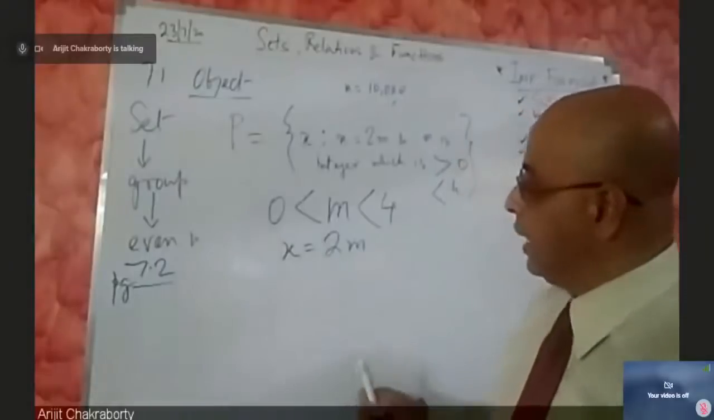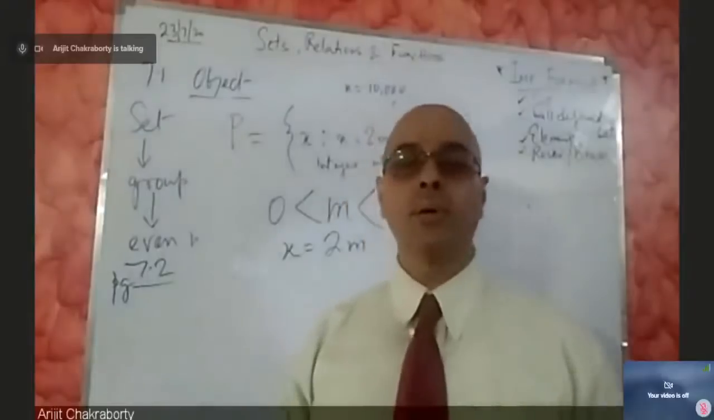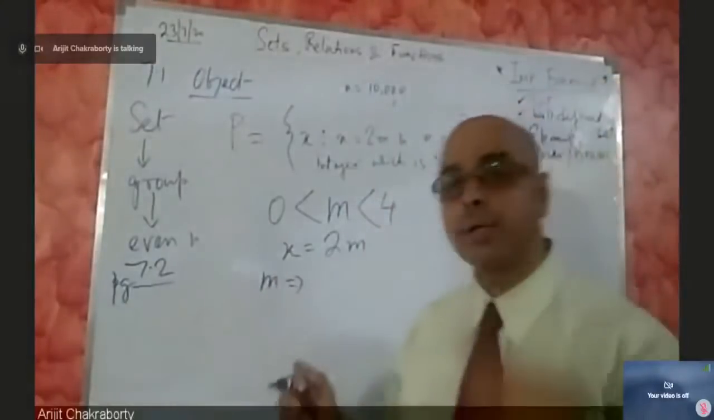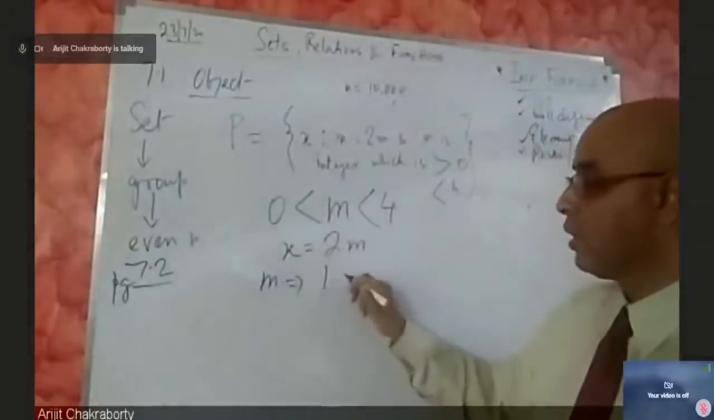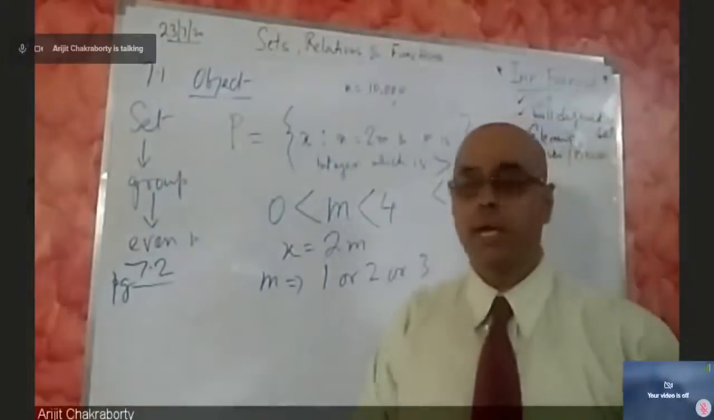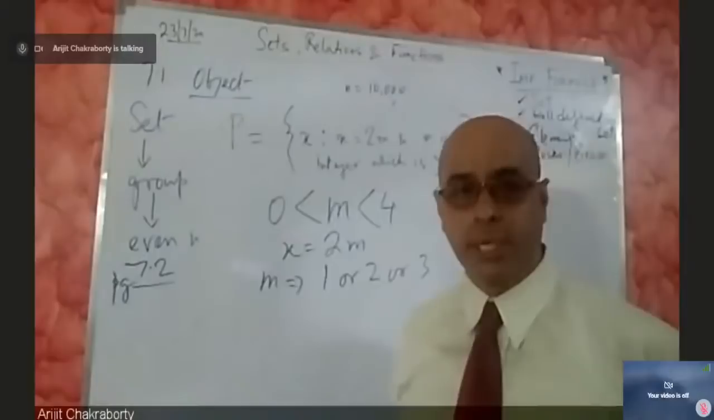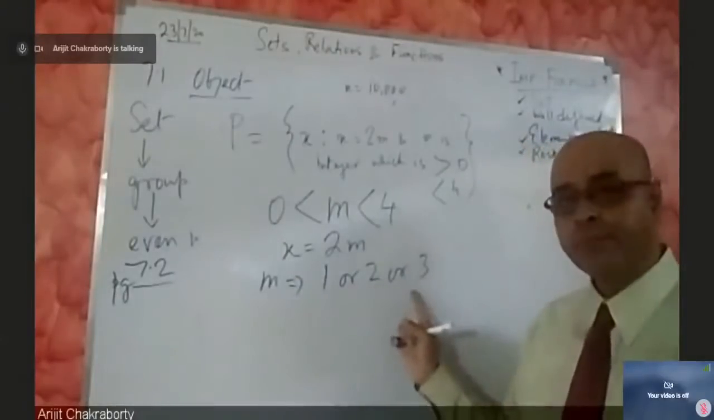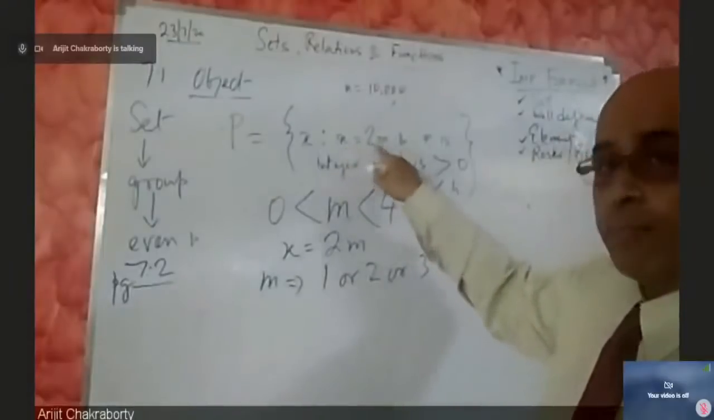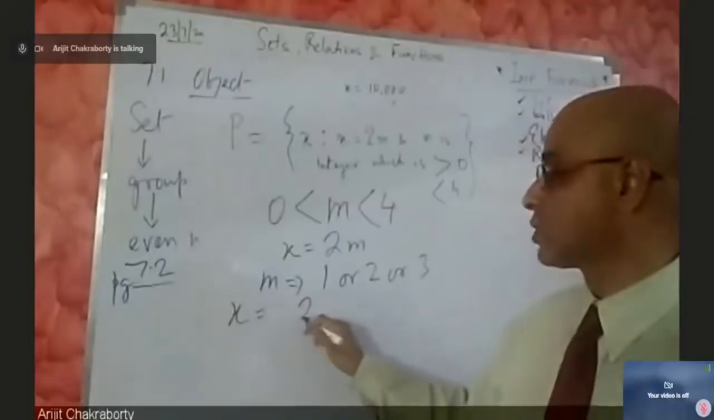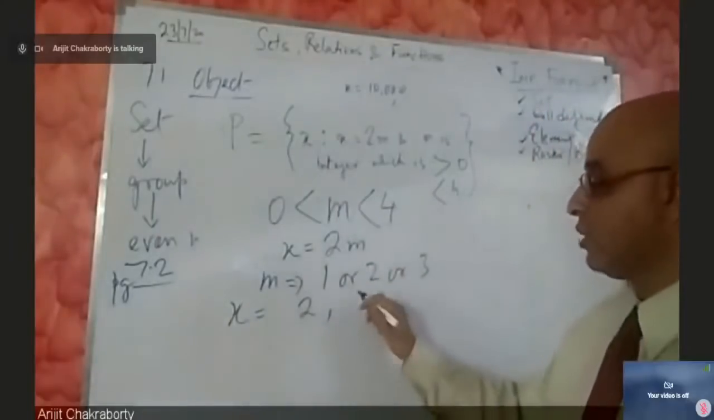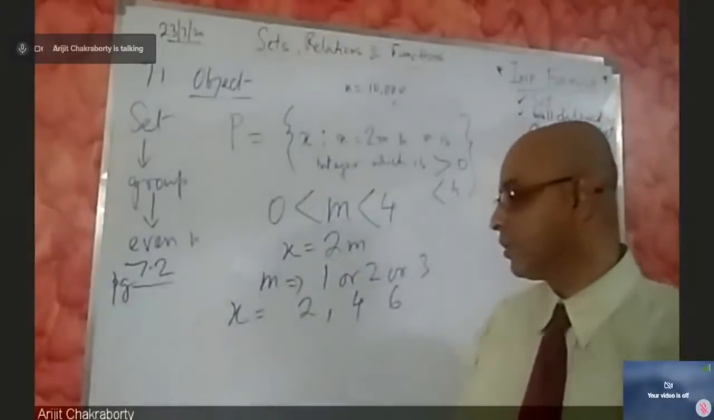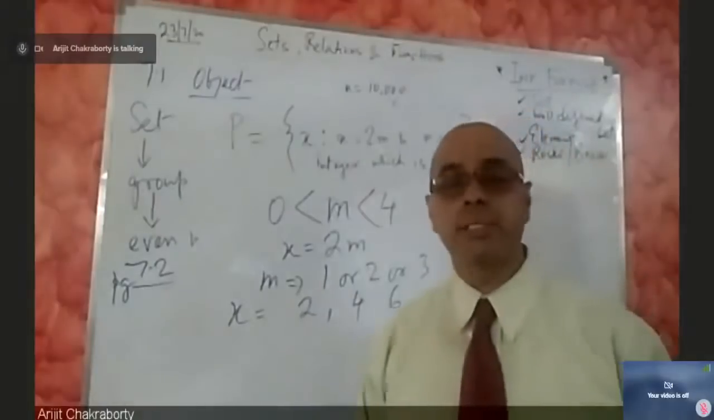Now the question is, m has a value which is greater than 0 and less than 4, and it has to be an integer. So m can have which values? m can be 1 or 2 or 3, because as per the given condition, m has to be greater than 0 and less than 4. And if m is 1, we know x is 2m, so x will have the value 2. When m is 2, x will have the value 4. And when m is 3, x will assume the value 6, because the equation is x equal to 2m.